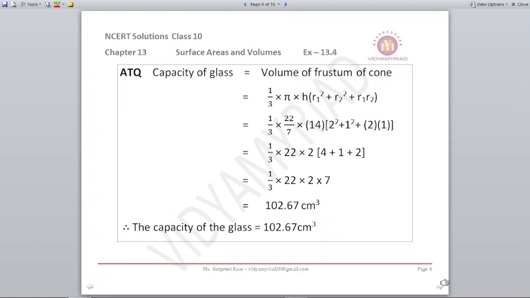We know the formula 1/3 into pi into h into (r1 square plus r2 square plus r1 into r2). We have all the information with us. We will use pi as 22/7, h we know is 14, r1 is 2, r2 is 1. Using this formula, we can get the volume of the frustum of the cone, or the capacity of the glass, as 102.67 centimeters cube.